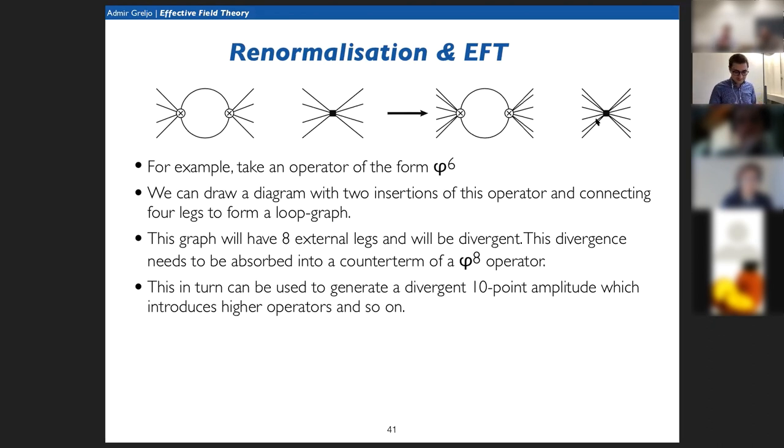Counter terms are additional parameters you introduce to cure the divergences. So if you need infinitely many new parameters in your theory, then your theory is clearly not predictive. Okay, so that's what people thought initially, that non-renormalizable operators are problematic.